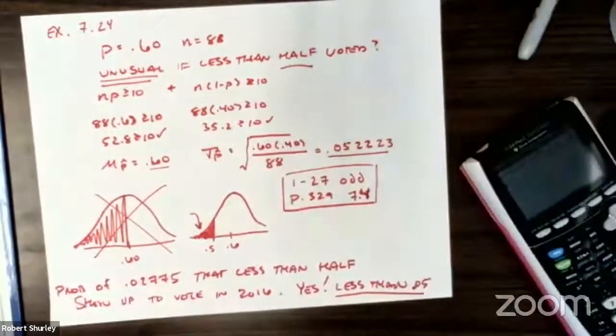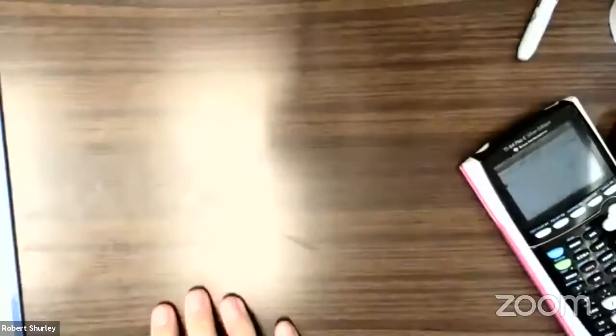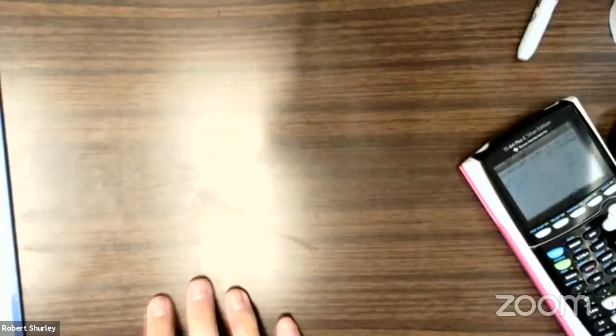Okay, so now this leads us into 7.6. I'm skipping 7.5, guys. If you want to read 7.5, you're more than welcome to. But 7.6 actually is really more important for what we're going to be doing later. So we need to talk about it. So it's assessing normality.